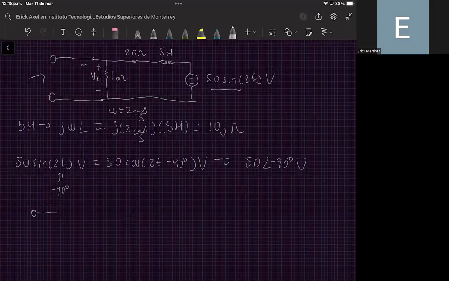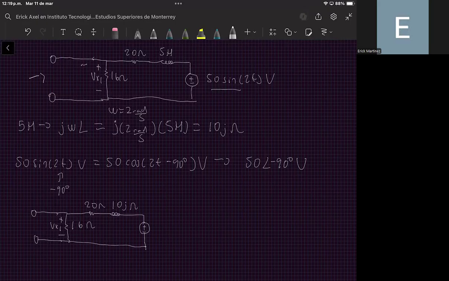So here we have the open circuit due to the current source that is off. Here we have the 16 ohm resistor. Here we have Vx1. Here we have the 20 ohm resistor. Here we have the impedance of the inductor that is 10j ohms. And here we have the voltage source that is 50 with an angle of minus 90 degrees volts.